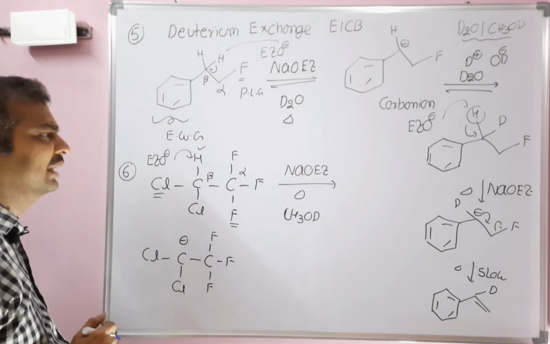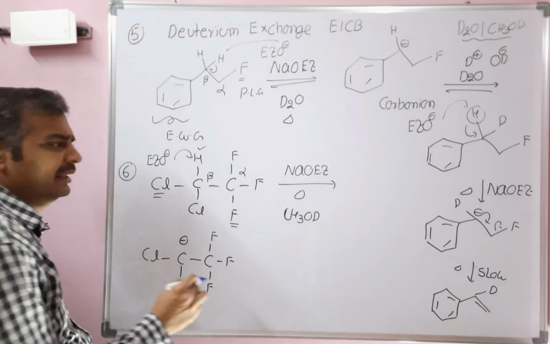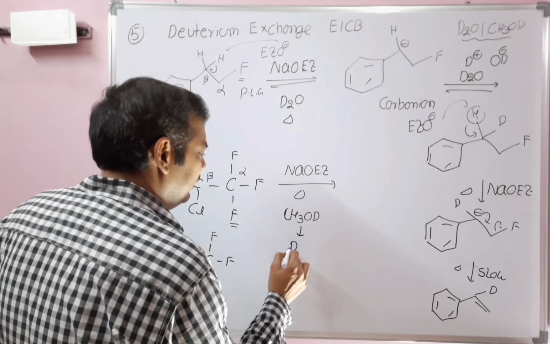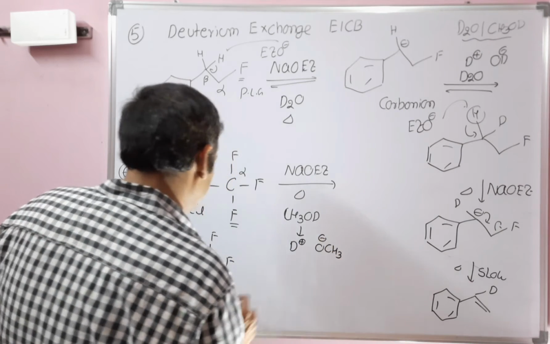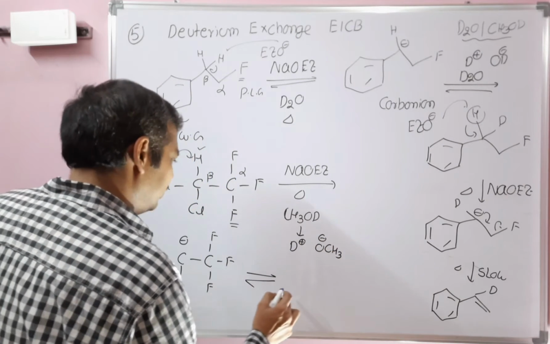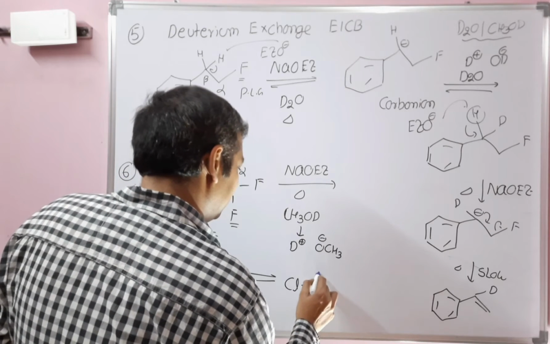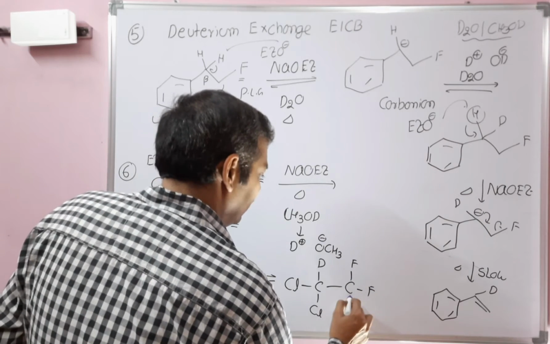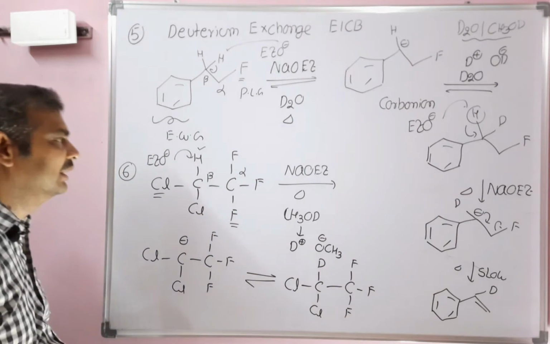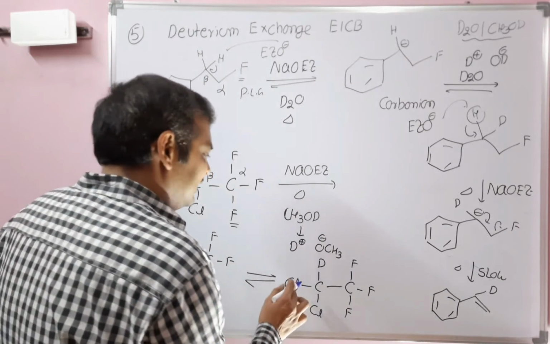Since we are running the reaction in deuterated methanol, what is happening? Deuterium exchange is possible. Deuterated methanol means D plus and OCH3 minus. Deuterium exchange is possible, and that is also reversible. We will get C, Cl, D, deuteration, with F and F.